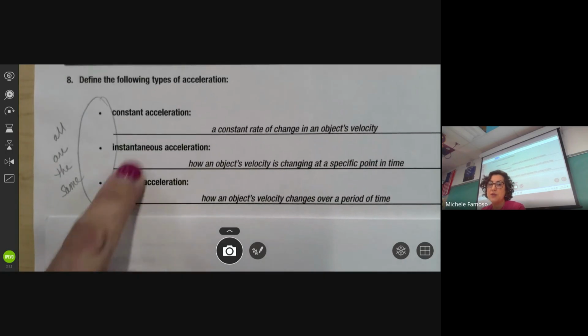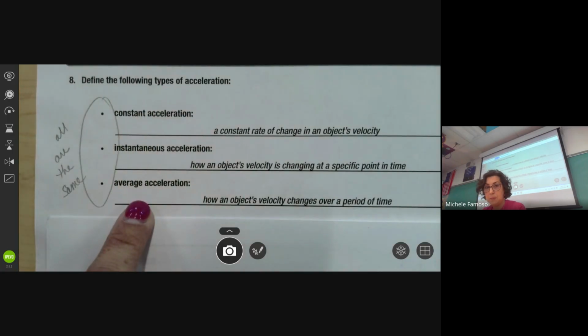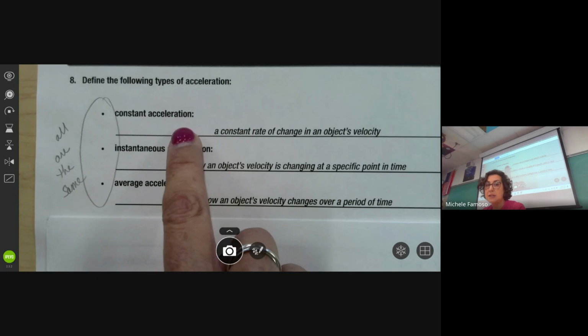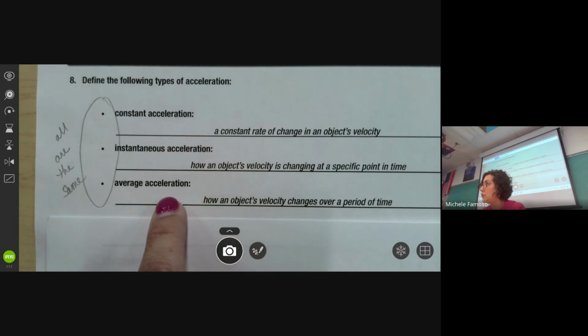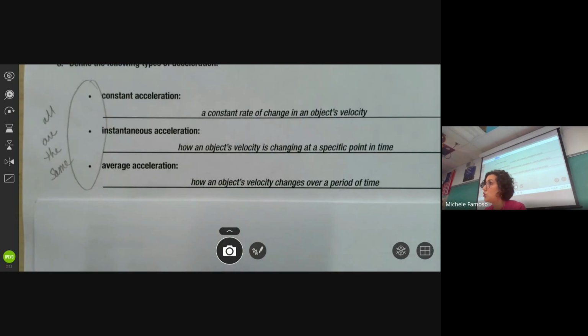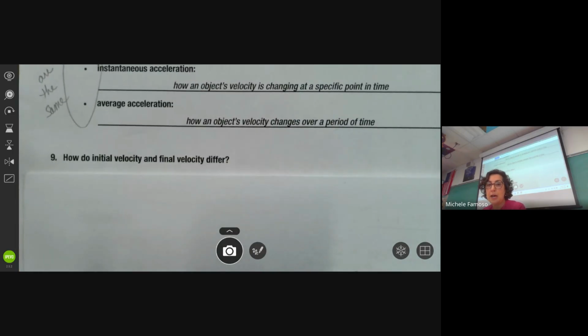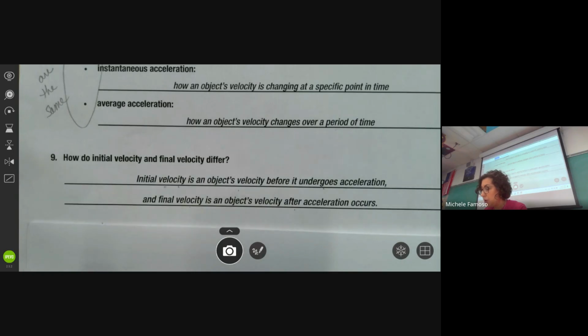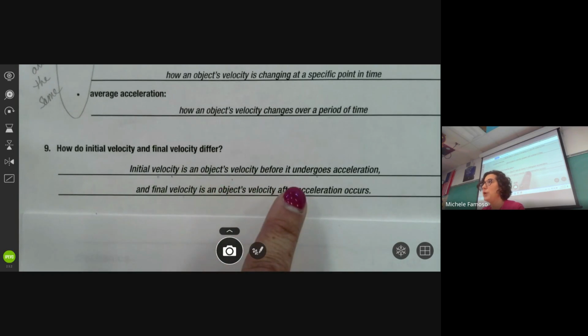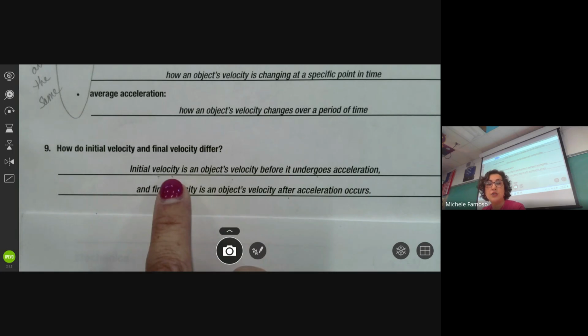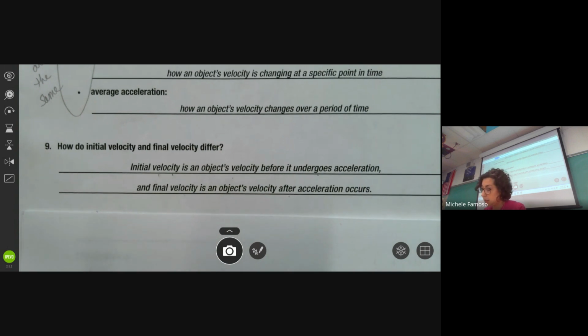For our course, all three of these would be the same. Again, in our course, we limit our discussion of acceleration to constant accelerations, which would be the same as the average acceleration, which is the same as the instantaneous acceleration. We do not deal with changing accelerations in this course. Number 9, how do initial velocity and final velocity differ? Your initial velocity is your velocity before you accelerate. Your final velocity is after you accelerate. Another way to say that is your initial velocity is at the starting time. Your final velocity is at the ending time.